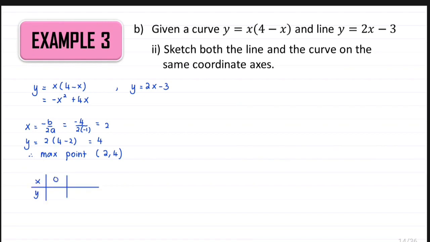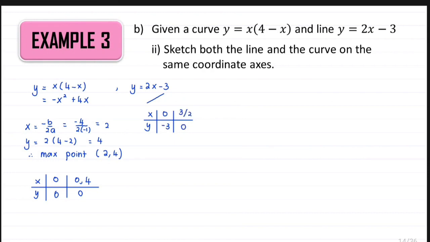When x equals 0, we get y also equals 0. When y equals 0, we have x factorized, we get 0 and 4. Okay, for the linear function, we directly find the intercepts. We know this one is positive, so the graph goes like this. Then we find the intercepts, x and y. When x equals 0, y is -3, and when y equals 0, x is 3 over 2.